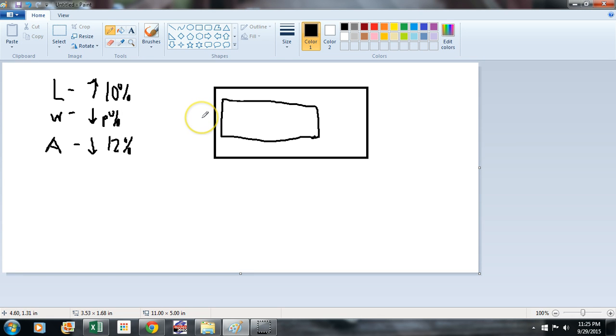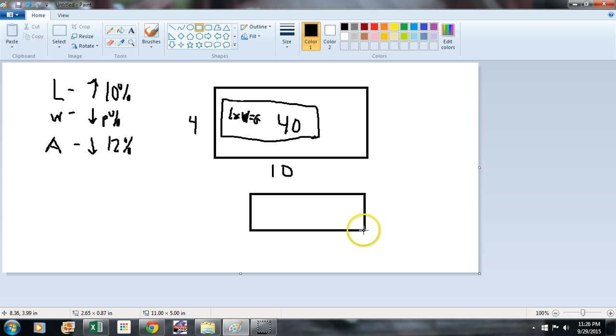And I've chosen that my width is 4, okay, and that my length is 10. Okay, so we know that length times width equals our area. So with that, 4 times 10, our area is 40. Okay, and that we want a decrease of 12%. Draw another rectangle. So this one happens to be a little bit smaller.